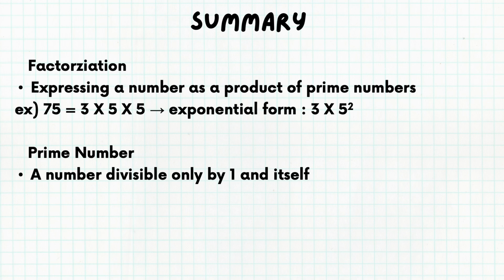Let's review what we learned today. Prime factorization means expressing a number as a product of prime numbers. We can also use exponential notation when a prime repeats. For instance, 75, we can divide into 3 times 5 times 5, and you can also write it in exponential form as 3 times 5 to the second power. And a prime number is a number divisible by 1 and only itself.